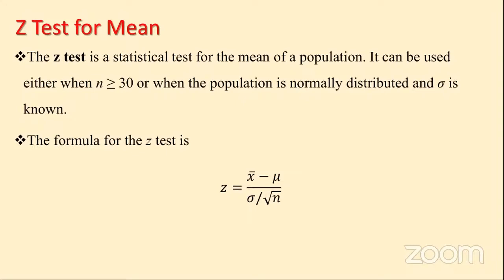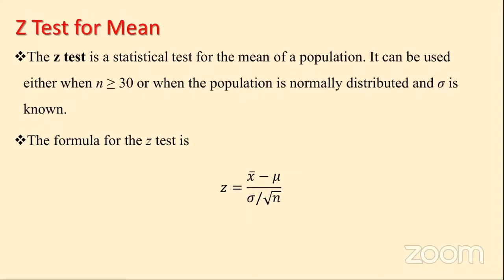because if you remember from chapter 6 and chapter 7, when the population standard deviation is given, it is standard normal. For the proportion, it is always standard normal. Standard normal means Z distribution. So the Z test is for mean and also for the proportion. But the first one that we are looking at here is the Z test for mean.